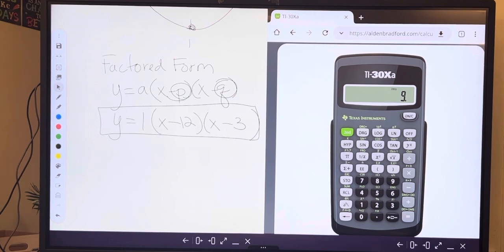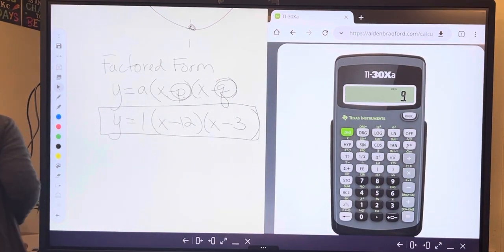The question: does it matter the order in factor form? Does it matter what? The order in factor form?